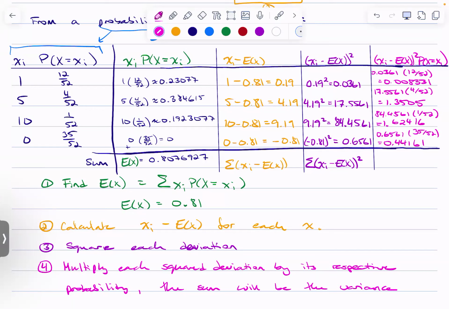Adding all these up will get me to the variance. So let's see here. 0.008331 plus 1.3505 plus 1.62416 plus 0.44161. I get 3.42461.